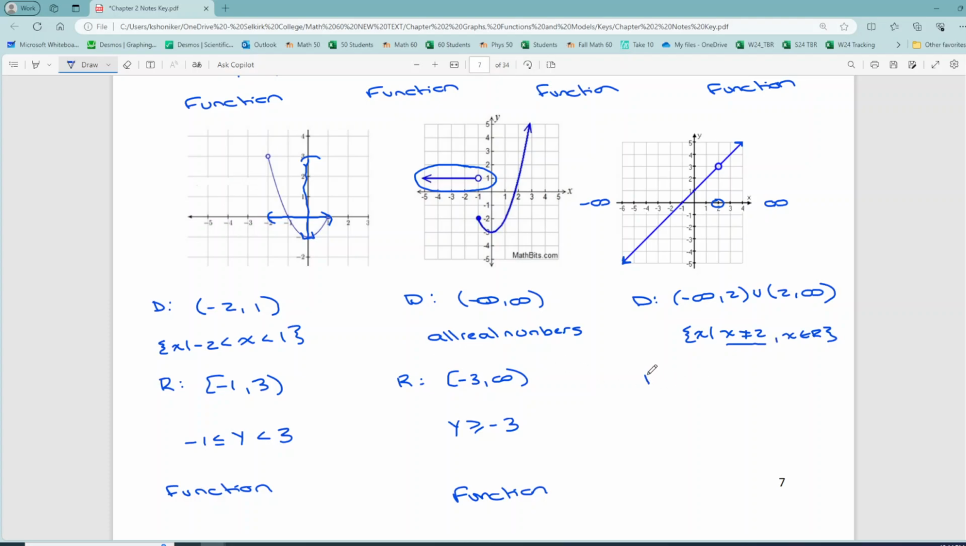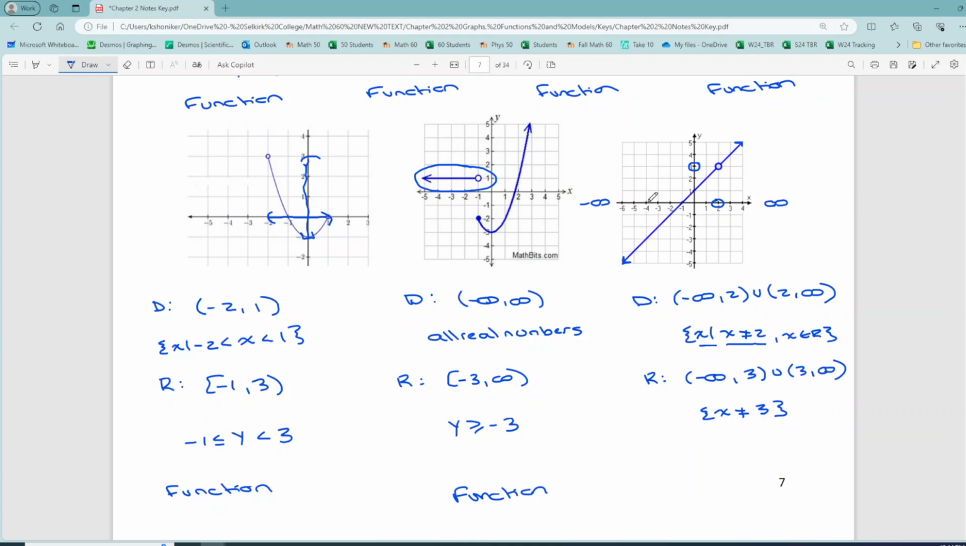The range, see if you can pause the video and figure out what the range would be. So for the range, you've got a hole at 3. So it would be negative infinity up to 3, and then 3 to infinity. Or in set notation, you could simply put x cannot equal 3. If you put the x such that, great. If you put the x as an element of the real number system, great, but this is also fine.